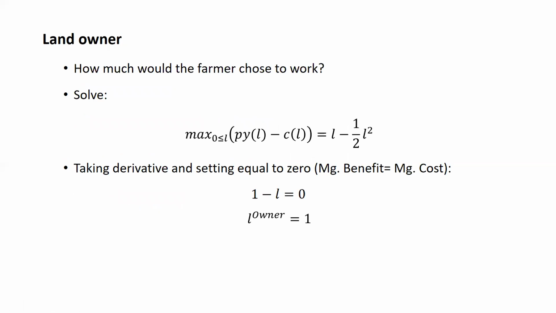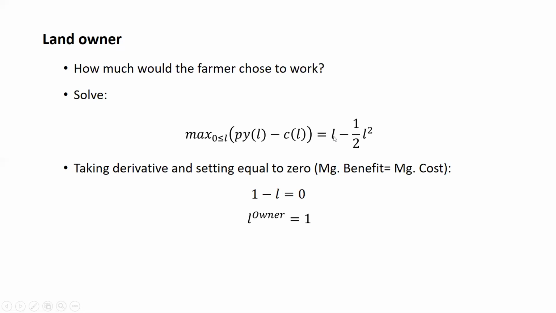And so how much would you choose to work as a farmer if you own the field? Well, essentially you're solving this problem, you're maximizing your revenue from the crop minus the cost of your effort, with P equals 1, Y equals L. And so we have this profit function. And so essentially we take the derivative. You can see the marginal benefit: for every additional unit of labor, you produce 1 extra unit of output, which you sell for $1.